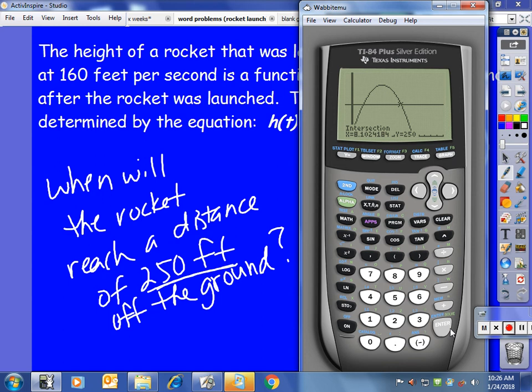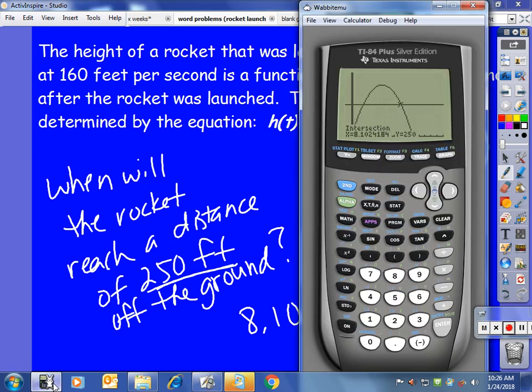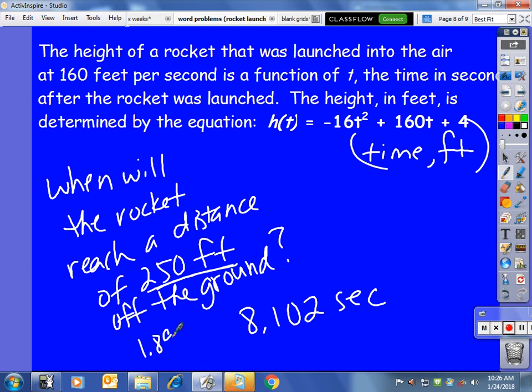Mine happened to be on the way down one, which was 8.102 seconds. I still have to find the other time it got that high, so I'm going to hit trace and go over to the other side. Do it again. Second function, calculate intersection. First curve, second curve, guess. 1.897 seconds. Okay, and that would be set notation. Now, they usually only like to ask one question at a time, so this is how they could ask it.